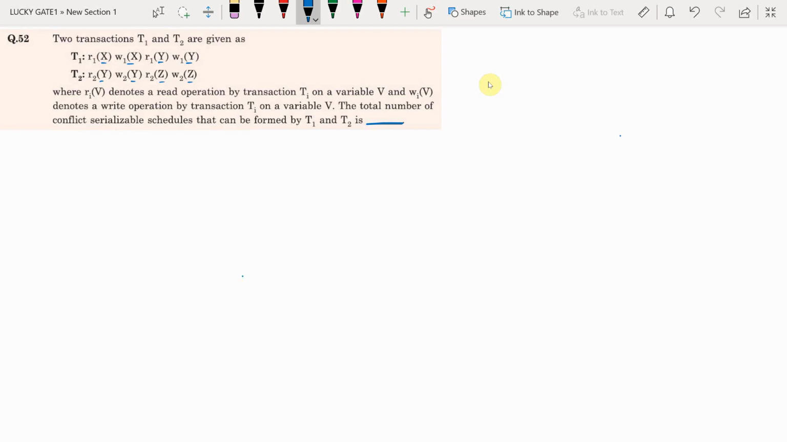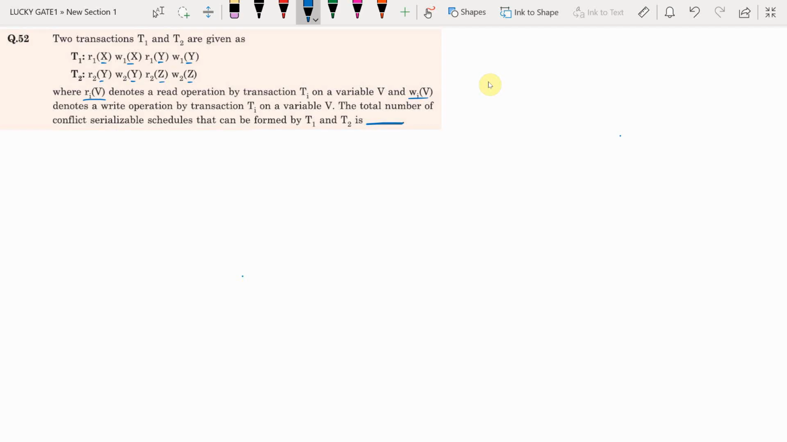Now coming to the question, Ri of V denotes read operation and Wi of V denotes write operation by transaction Ti on a variable V. The total number of conflict serializable schedules that can be formed by T1 and T2 is, that is the question. How many conflict serializable schedules?